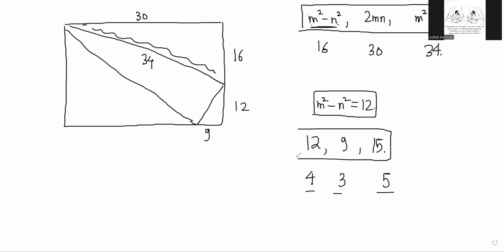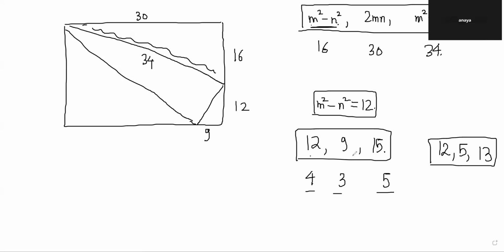This is a Pythagorean triplet. Obviously, there is another triplet which is what we were trying out earlier, 12, 5, and 13. These are some triplets, but can we think of a way to get this directly? 12, 9, and 15. M square minus n square is 12, or 2mn is 12. These are our two options.